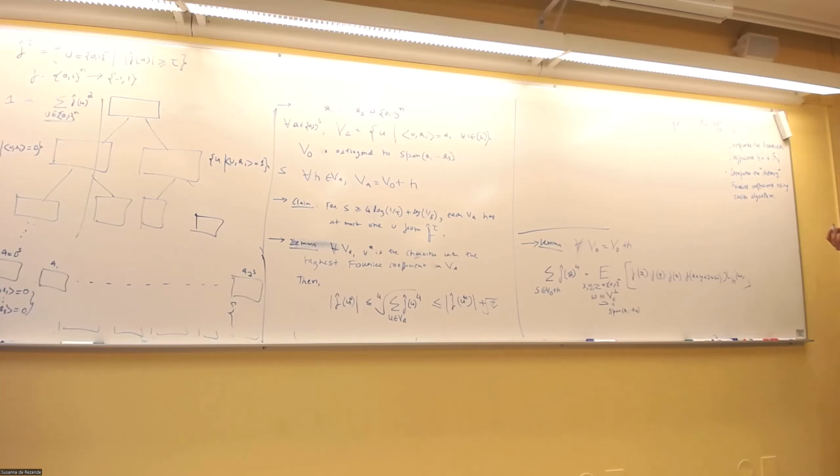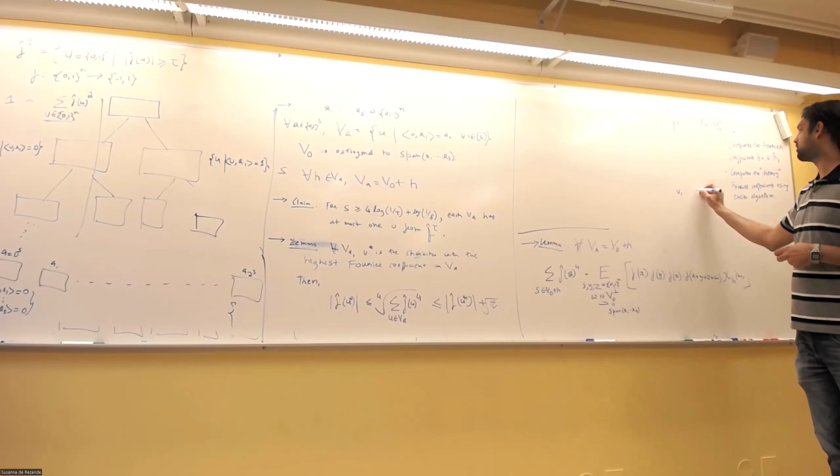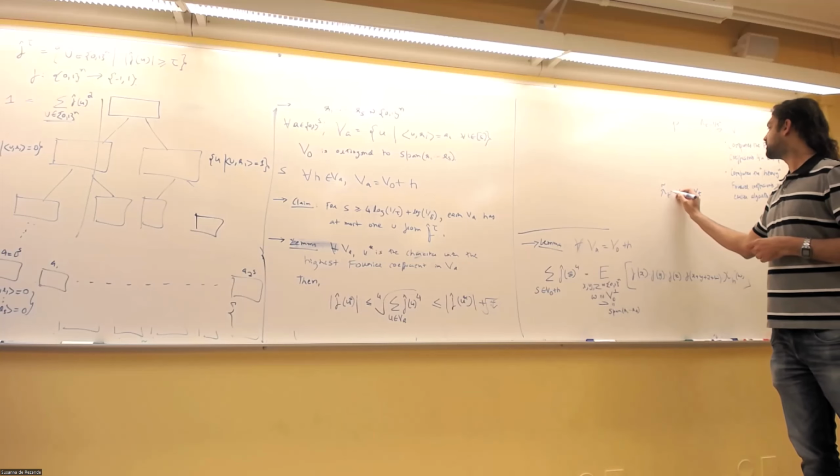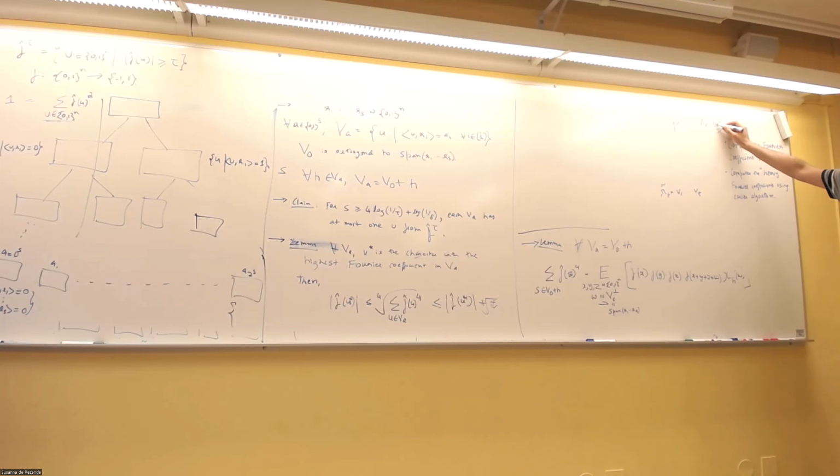Using the earlier algorithm, the verifier checks the lowest value, which it has computed here, against the lowest value it receives from the prover. Sorry, what is the prover sending? The prover is sending a purported list of characters, say V1 to Vt, supposedly the ones with the highest Fourier coefficients. It sends exactly 1 over tau squared of them.